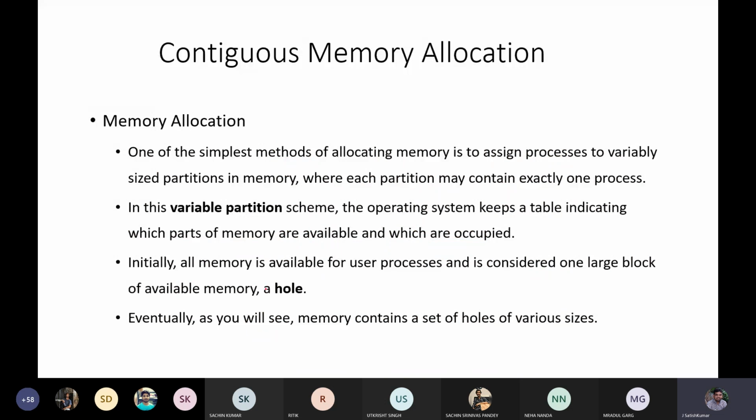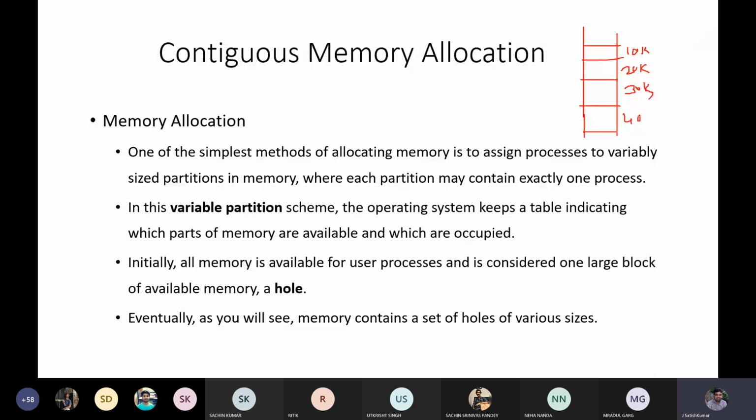Okay, let us now consider one more aspect: how you will allocate memory for a particular process in variable-sized partitions in memory, where each partition may contain exactly one process. So there is a problem. For example, we'll discuss this example. Suppose there are some blocks available in physical memory. Let us assume that there are blocks available: a 10k block, a 20k block, a 30k block, and a 40k block.